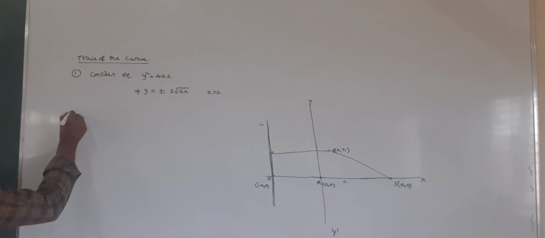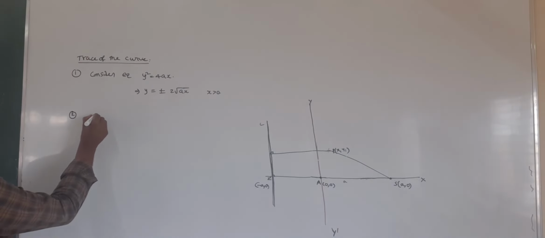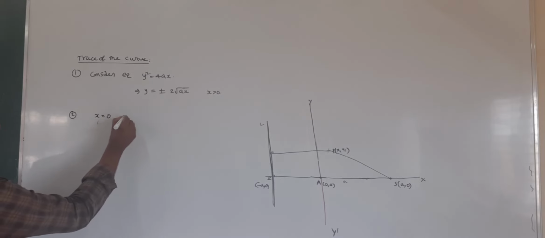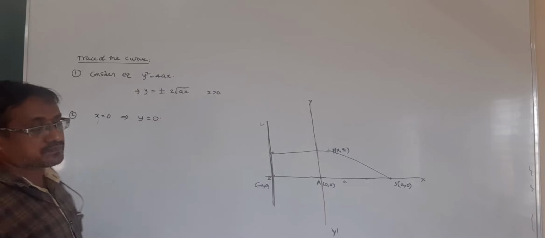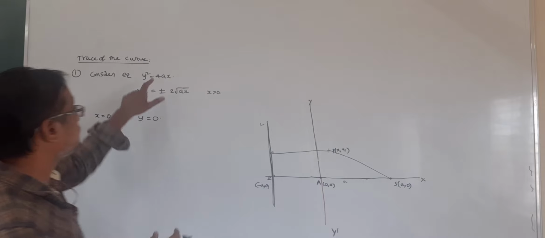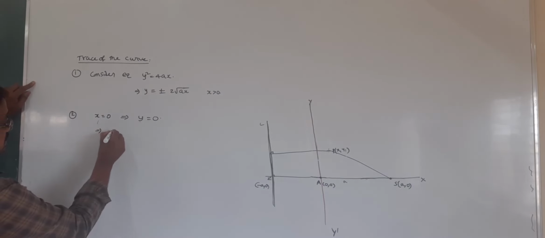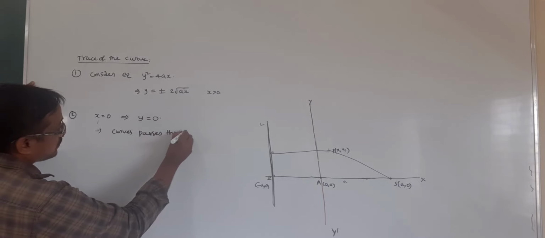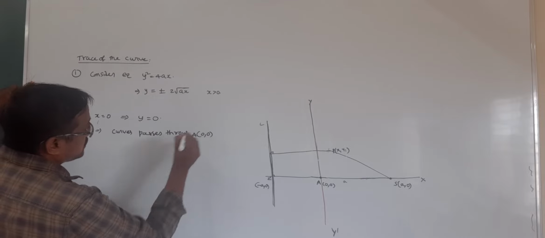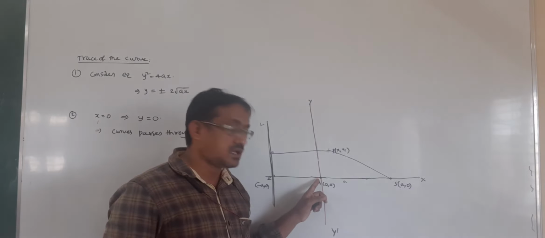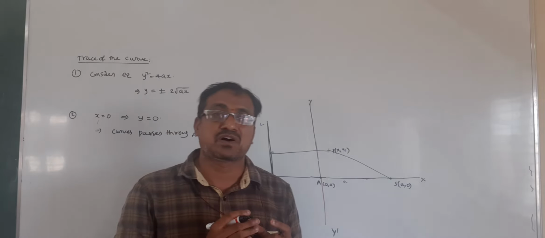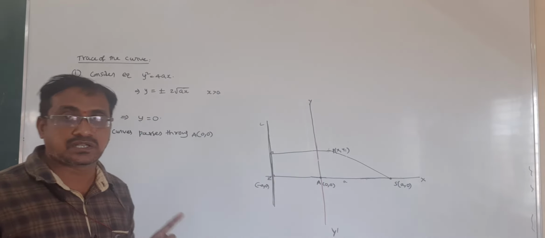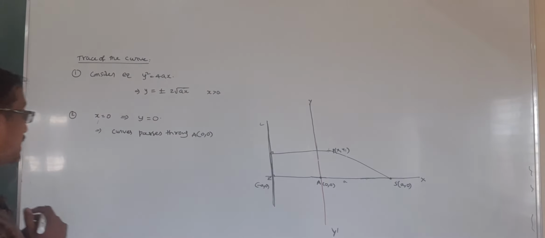Now, the second point is x is equal to 0. That implies y is equal to 0. When you put x as 0, you will get y is equal to 0. It implies that the curve passes through O or A, (0, 0). The curve passes through the point (0, 0). This point is called the vertex of the parabola. The origin is called the vertex of the parabola.